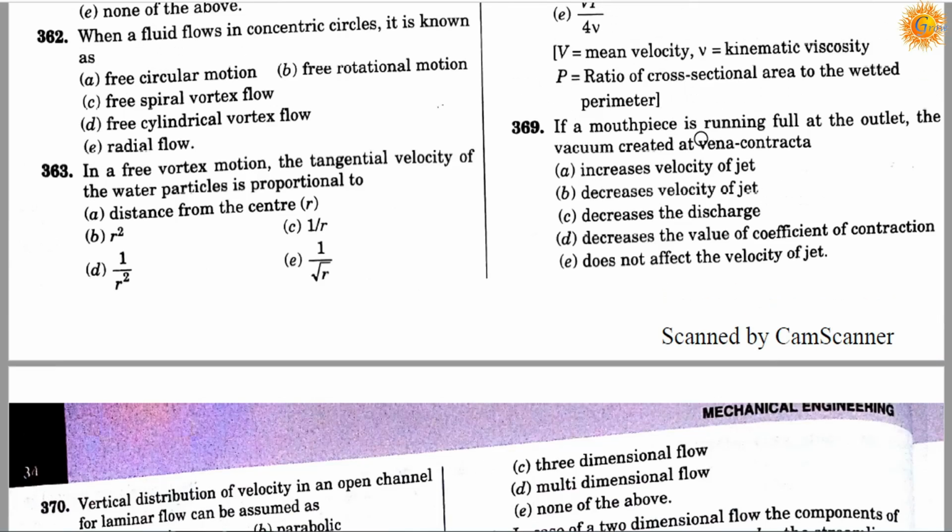If a mouthpiece is running full at the outlet, the vacuum created at vena contracta will be: option A, increases velocity of jet; option B, decreases velocity of jet; option C, decreases the discharge; option D, decreases the value of coefficient of contraction; option E, does not affect the velocity of jet. Correct answer is A. It will increase the velocity of jet.